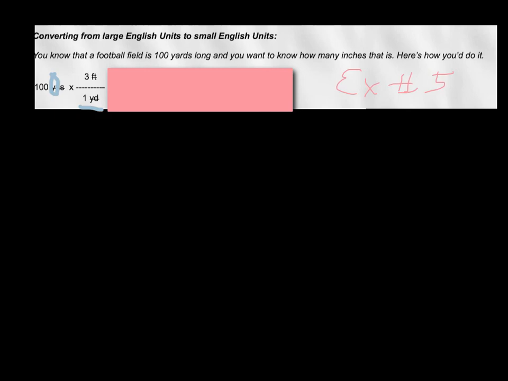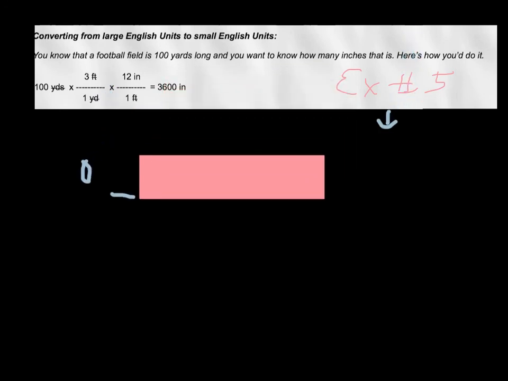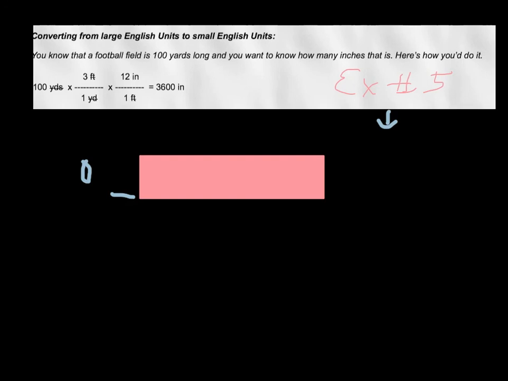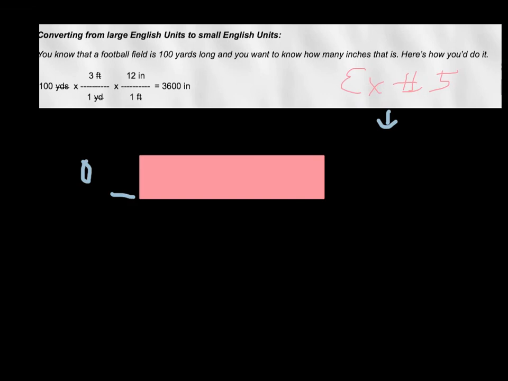And now I still want to get rid of that feet issue because the question asked for inches. So how many inches in a foot? Oh, that's another one I know. There are 12 inches in 1 foot. So once you get a double conversion like this, notice how your yards cancel, your feet cancel, and then you're left with that ending answer, which is the inches, which is the question. And then you just do a little math. 100 times 3 times 12 equals 3,600, and you're left with inches.